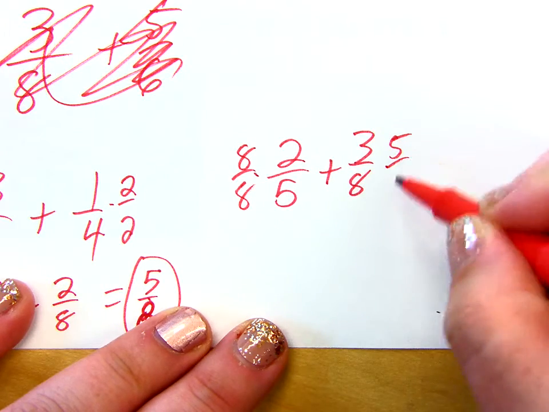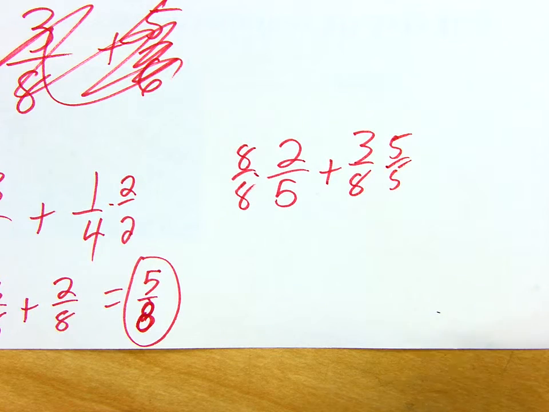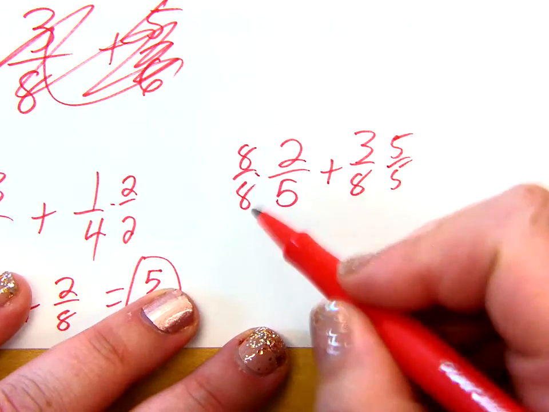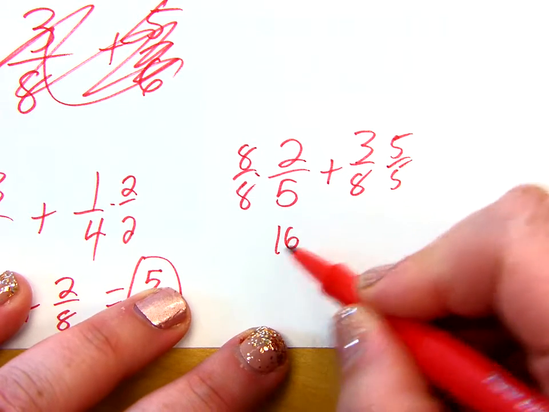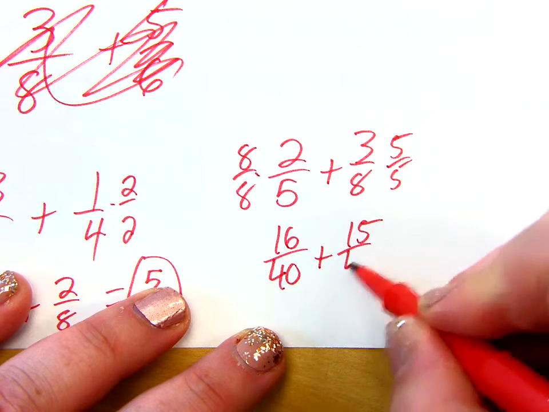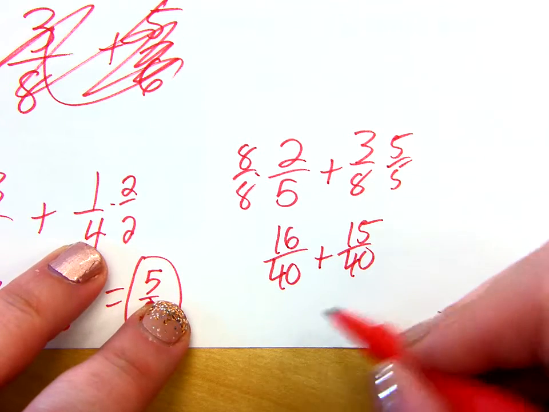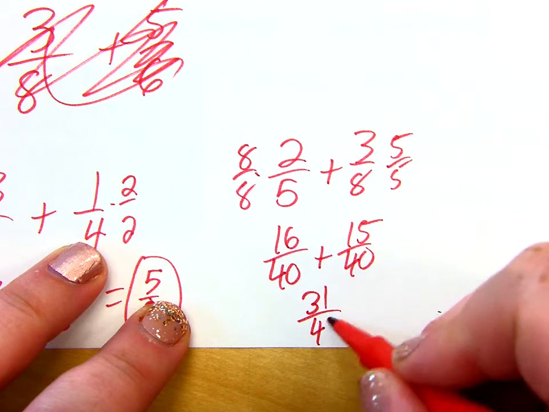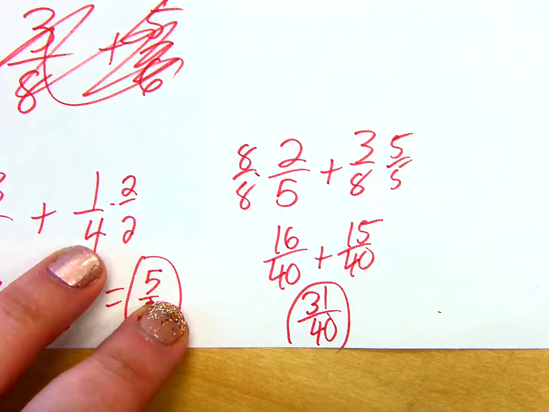In this case, the least common denominator happens to be 40, right? So I'm going to multiply this one by 8 over 8 and that one by 5 over 5. So sometimes you have to multiply both fractions by something, and that's okay. And now I get, what's that, 31 over 40? And there we go. All right?